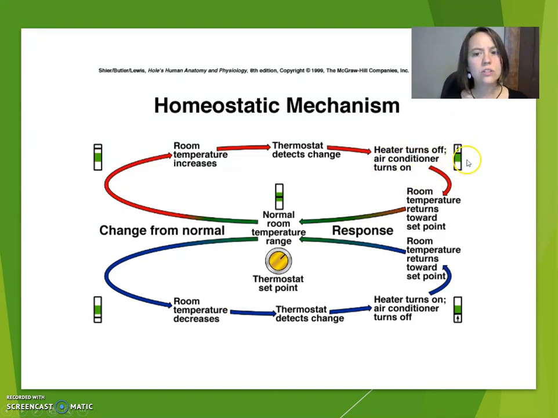I would like to hope that you don't go straight from heating to turning the air conditioner on just to save energy, but we need to talk about it that way for the body analogy. So the room temperature returns towards its set point and everything is happy. If the opposite thing happened, where the room temperature decreased below its normal range, the thermostat would detect the change, and the heater would turn on, and the air conditioner would turn off, and the room temperature would return back to its normal room temperature, its set point.